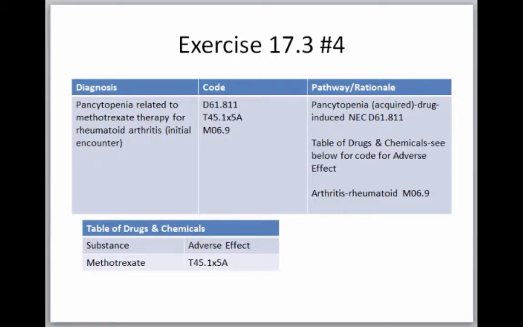Okay, here's our pathway, pancytopenia, drug-induced gives us D61.811. If we go to the table of drugs and chemicals, looking up the substance methotrexate, we get the T45 code, and then we look up our rheumatoid arthritis, and that gives us an M06.9 code. I'm not going to go back and forth as much because I think as you have become more familiar with the code book, I don't need to do that. And we can spend more time on actually learning information that leads us to the right code.